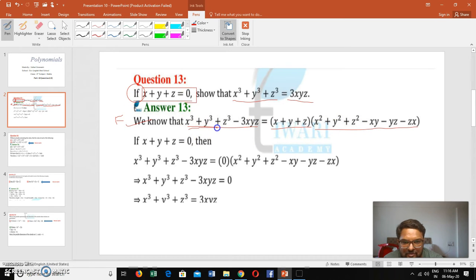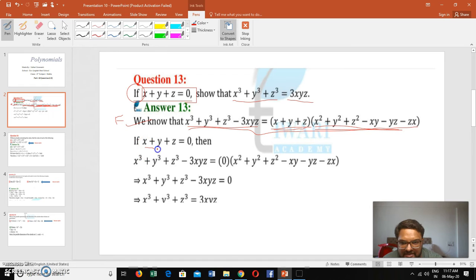then we can rewrite this whole formula as x cube plus y cube plus z cube, and the minus 3xyz goes to the other side and becomes plus 3xyz. It's very simple: if the value of x plus y plus z becomes 0, then 0 multiplied with this whole bracket makes everything 0. Once this becomes 0, we can bring this minus 3xyz to the other side to become plus 3xyz. Let me explain to you.